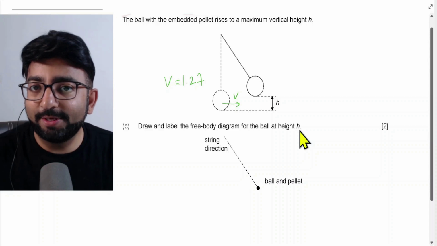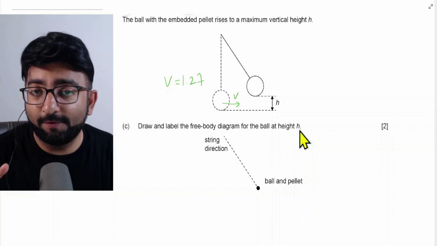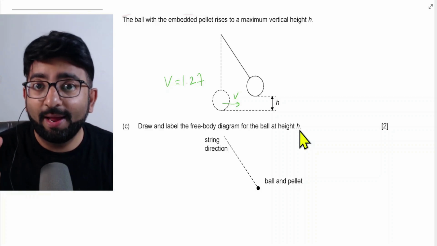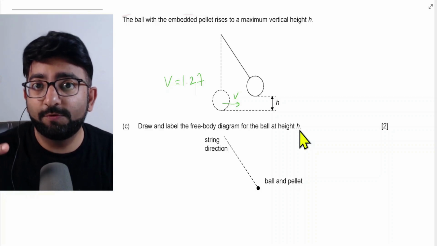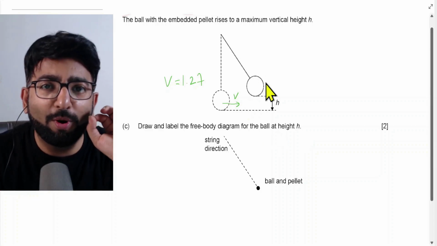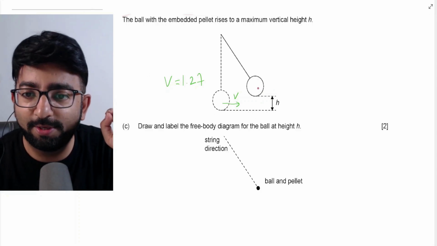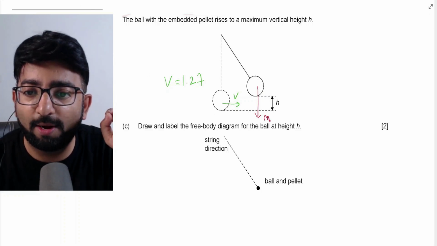Now, drawing the forces would be simple, but since it's a two marker, we need to be careful regarding the direction and the size of the arrows with which we are representing the different forces. For example, what do you think? What are the different forces acting on the ball? First force will, of course, be mg, the weight acting downwards.